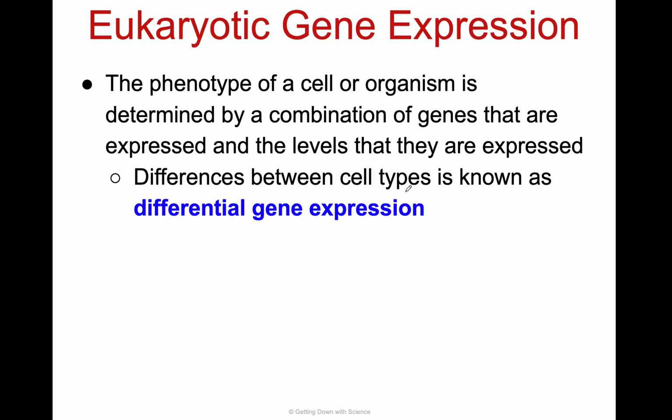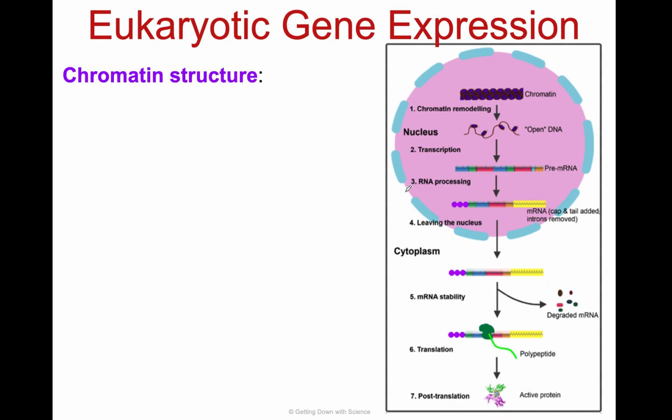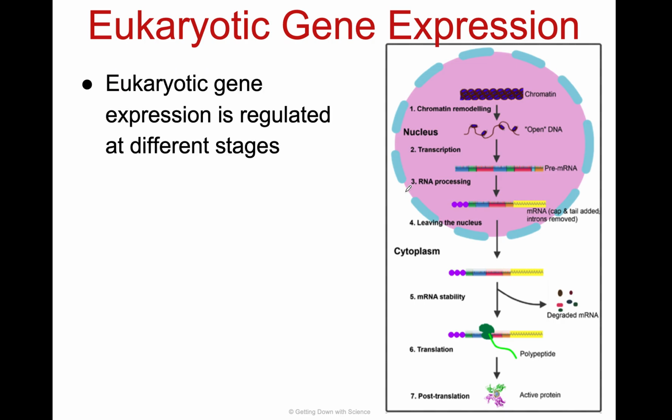Differences in cell types, we call that differential gene expression, right? So the gene expression that's found in my skin cells is different than the gene expression that's found in my liver cells, right? They serve different functions, they need different proteins, their gene expression is different. So we're regulated at different stages. There are a lot of different regulations that can happen.